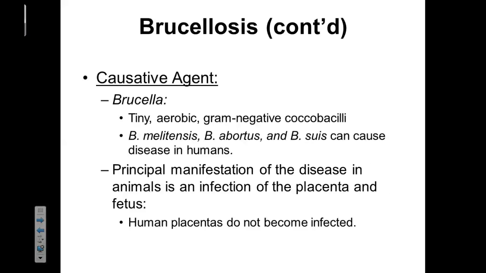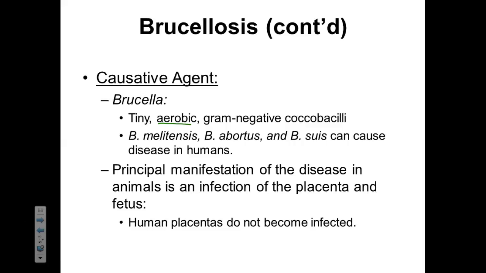The bacterium that causes it is Brucella, genus Brucella. There are several different species. Brucella melitensis, Brucella abortus, and Brucella suis can all cause this disease within human beings. All of the Brucella species are going to be tiny gram-negative coccobacilli that thrive in an aerobic environment. They need to have a lot of oxygen present.